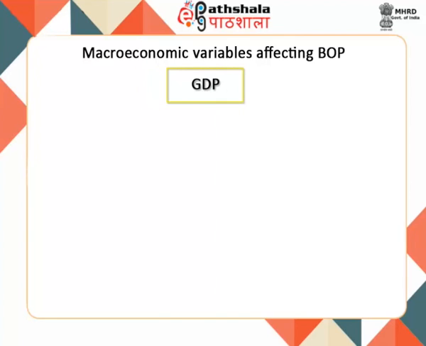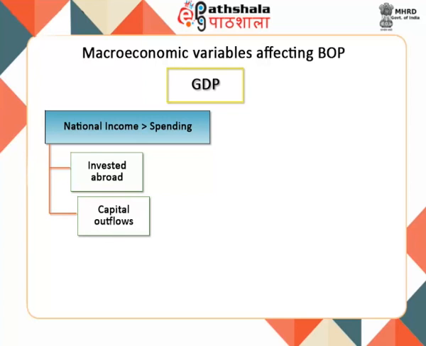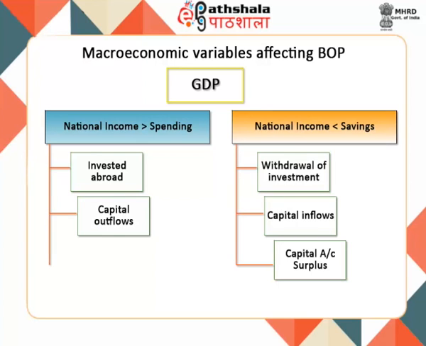First, GDP or national output and national spending. If a country's national income exceeds its national spending, the excess of national income over national spending will be invested abroad, giving rise to capital outflows. This shall cause a capital account deficit and vice versa.